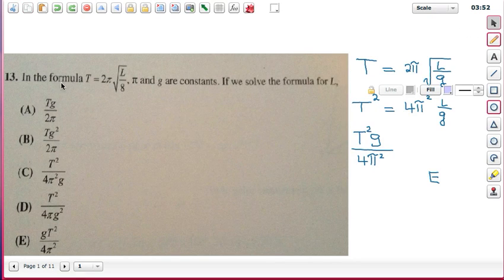So the question is, in the formula t is equal to 2 pi square root of L over g, pi and g are constants. What's given? Squaring everything gives you t squared is equal to 2 squared, which is 4, pi squared, times L over g. Solving for L, you multiply both sides by g, dividing both sides by 4 pi squared, and the final answer is E.